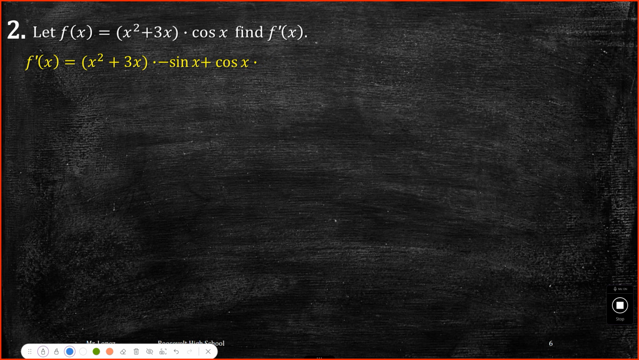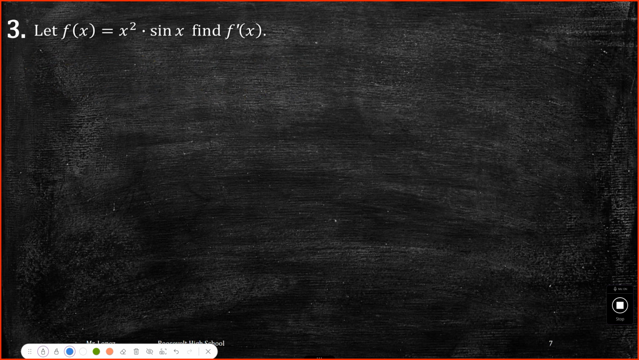Did I write it correctly? Did I do something wrong? What is this? It's negative sine x, no? And then you can do all that. The derivative of cosine x is negative sine x.